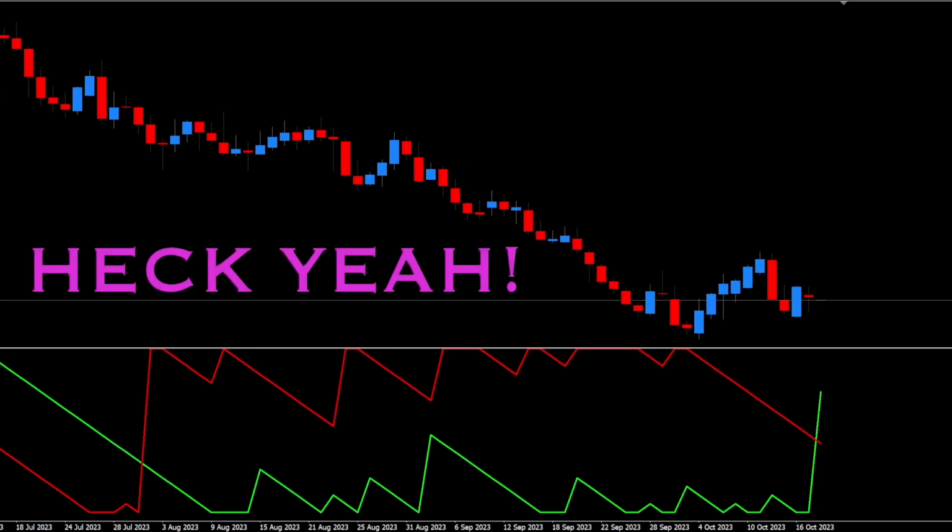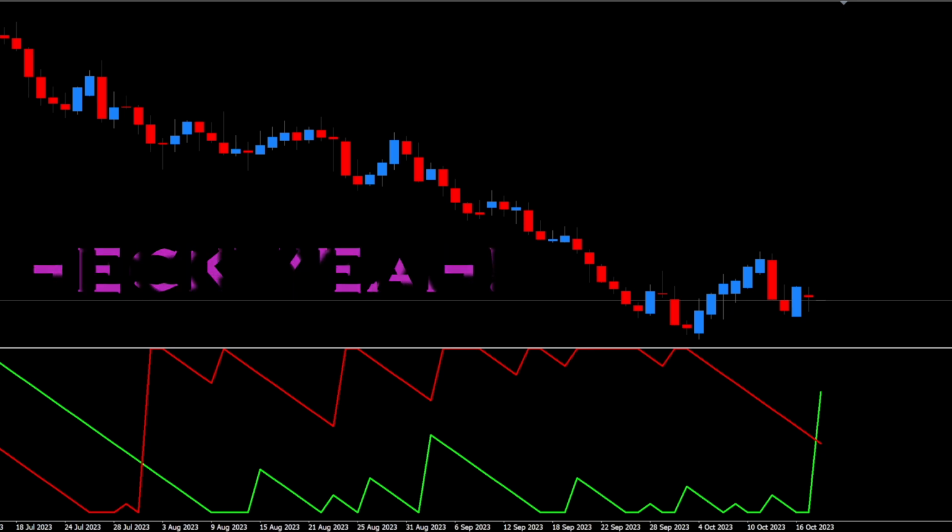I don't think that trade needs a lot of explanation. What a solid move down, and the indicator clearly did its job. Huge profits.